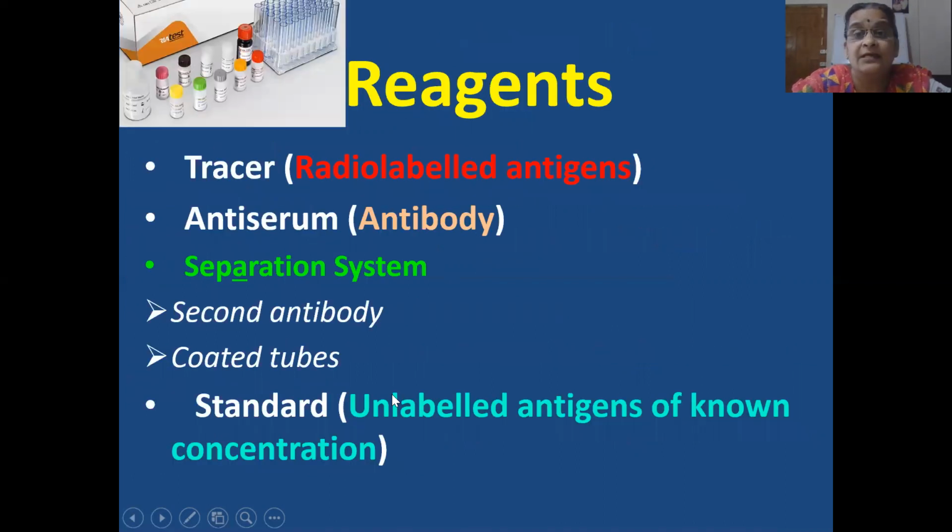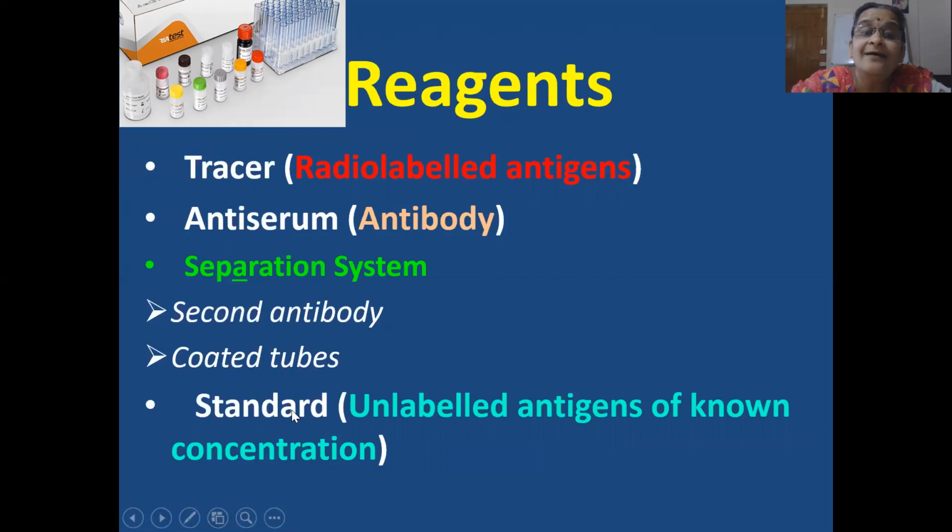Now, what are the reagents in RIA? The tracer, that is the radio-labeled antigens; the antiserum, that is the antibody to these antigens; and the separation system. It can be a second antibody, which is the antibody to the first antibody, which can pull down the complexes to the precipitate after centrifugation. Or coated tubes, which have an antibody that can bind the antiserum and radio-labeled antigen complexes and keep them in the tube. When the tubes are inverted, the unbound will go away while the coated tubes hold the complexes.